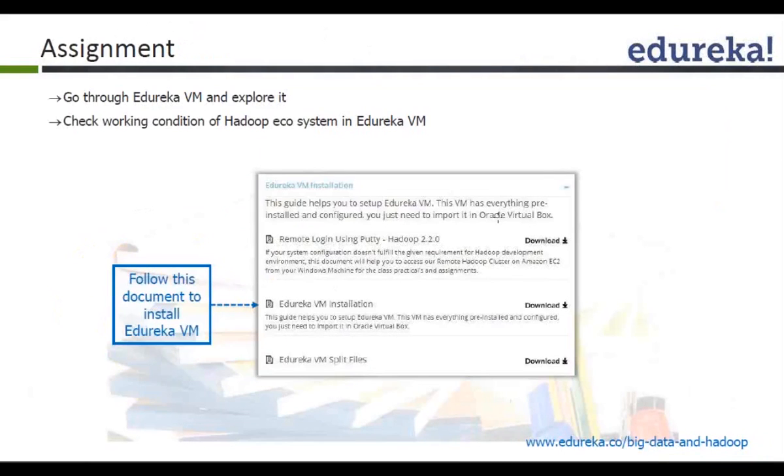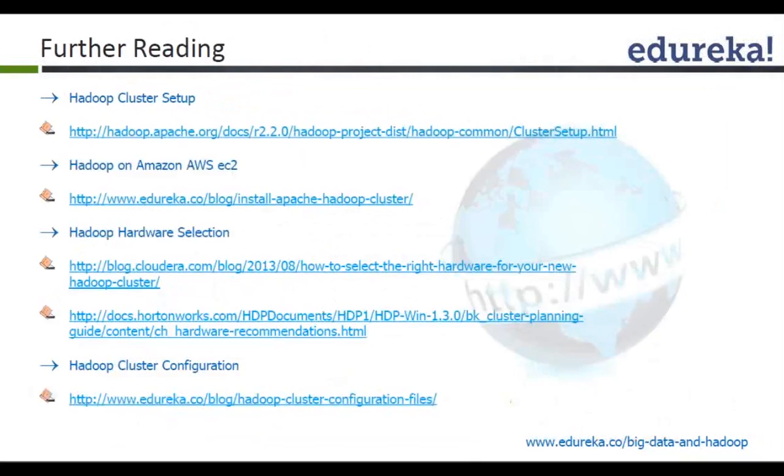So now these are the assignments that you are going to have. Please go through the Eureka VM and explore it, checking the working condition of the Hadoop ecosystem so you can see how you can play around with it. These are the additional reading materials. Please go through these documents so that you understand what reading is needed. This will help you a lot in understanding the setup. How do I install Hadoop in Amazon Web Services and on your EC2? How do I select hardware for Hadoop? Primarily that is for admins, but we have kept it here so that people can have a look at it.